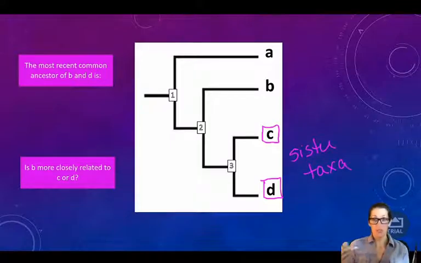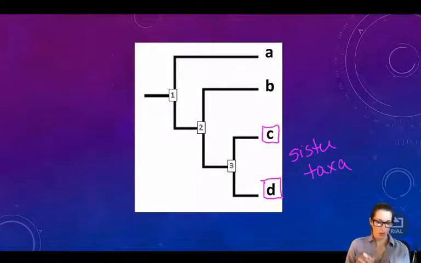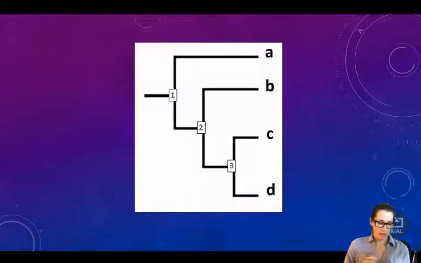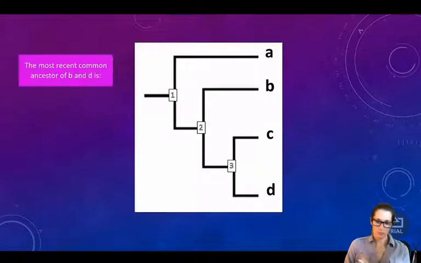So these could be species, these could be genera, these could be families. So sister genera, sister species, sister families. When they're right next to each other like this, these are called sister taxa. And so we have nested clades, the idea that a clade can be nested within another clade, the idea of sister taxa.